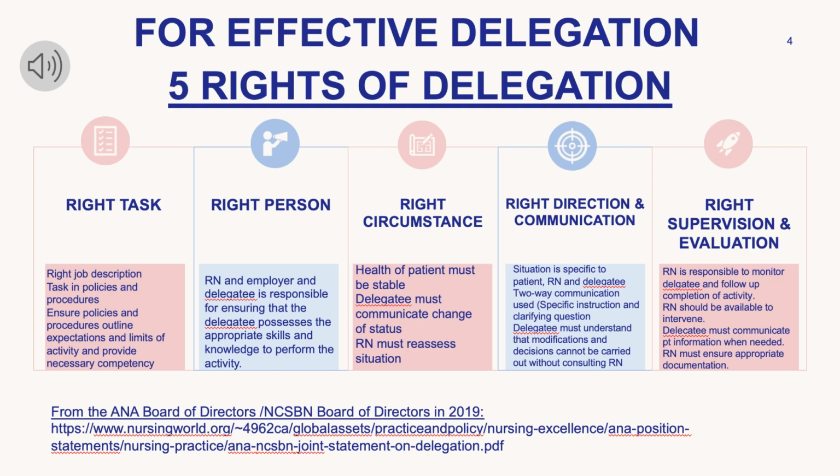The fourth right of delegation is right communication. As RNs, we need to communicate the desired task we want, and we need to communicate it well. We need to make sure that the subordinates we are communicating to are clear with the directions, and make sure we follow up if there is a bit of confusion. And then lastly is the fifth right of delegation, which is the right supervision and evaluation. The RN must be able to decipher if this subordinate is going to require supervision of the task, and they need to follow up if necessary and give constructive criticism.